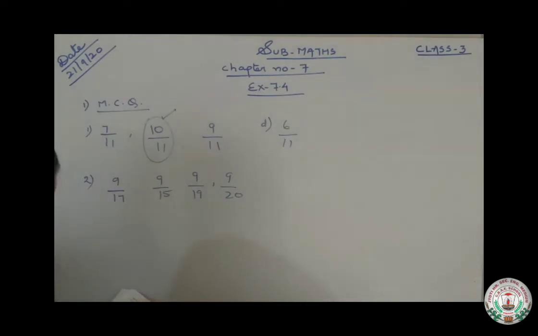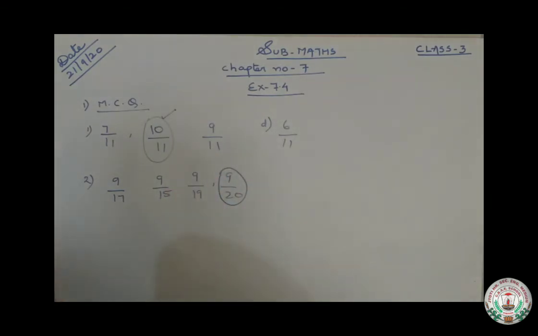So in this question you have been asked which fraction is smaller. So we will see the denominators, 17, 15, 19, 20. 20 is the greater denominator. So this is the smallest fraction.